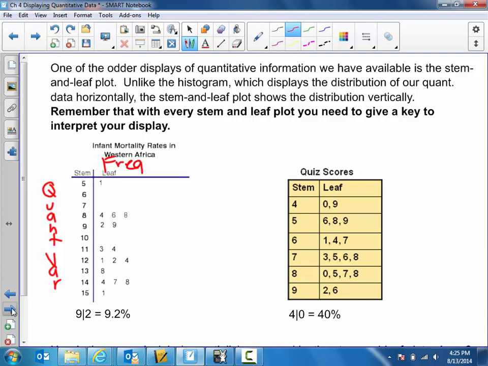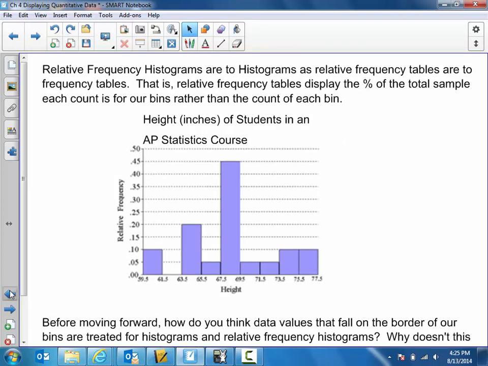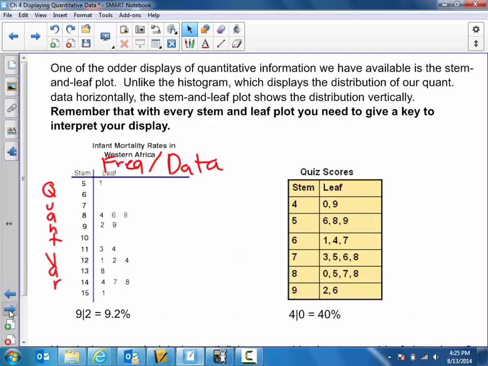your leaves. This is a couple of things. It's really your frequency in addition to the actual data values. That's the advantage of a stem and leaf plot over a histogram, like we saw right back here. With the histogram, looking back at this height in inches of students in an AP Stats course, I don't know the exact height of people who are in this bin. I know that it's in the range of 63.5 to 65.5 inches.